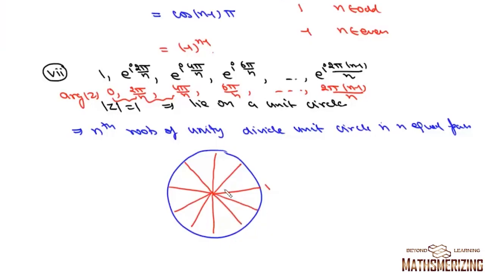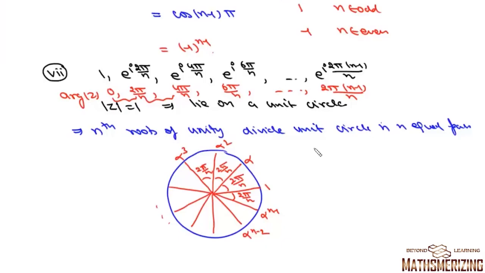So this is 1, this is alpha square, alpha cube, this is alpha to the power n minus 1, alpha to the power n minus 2. And here this angle is 2 pi by n. This is also 2 pi by n. This angle is also 2 pi by n. So angle between any two consecutive roots is 2 pi by n. So nth roots of unity, they divide unit circle in n equal parts.